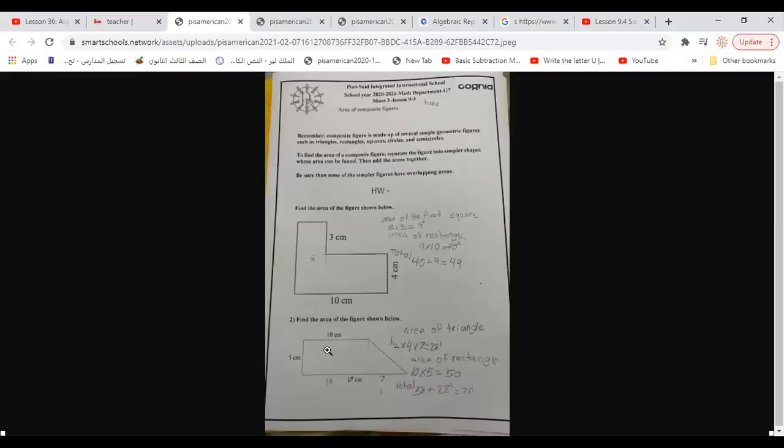You can see two parts for the second question. The first part is a triangle and the second part is a rectangle. This is 10, so the opposite side should be equal 10. So we have 10 and 10, and this is 5. Then Judy. What is the area of the triangle, Judy?